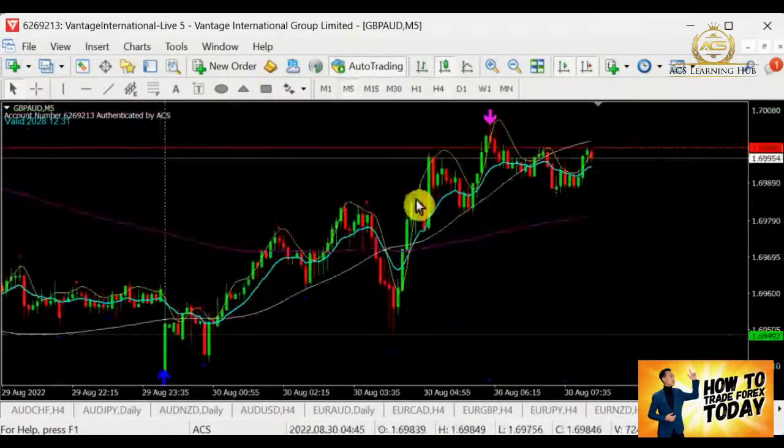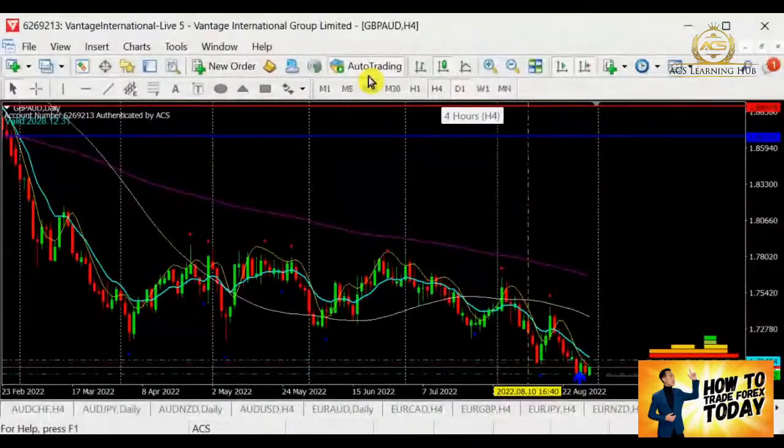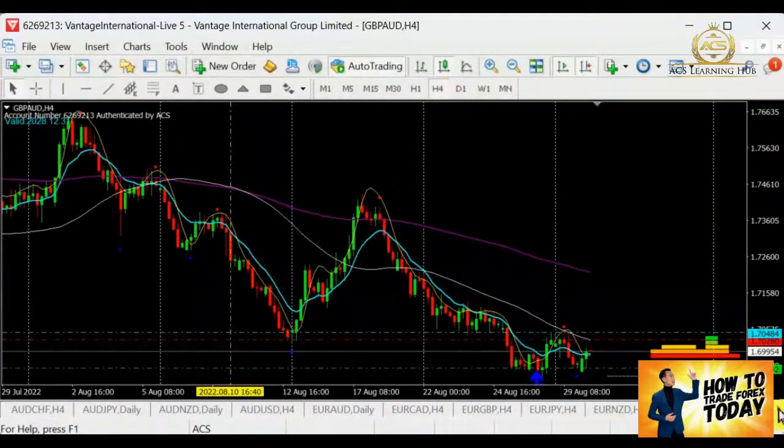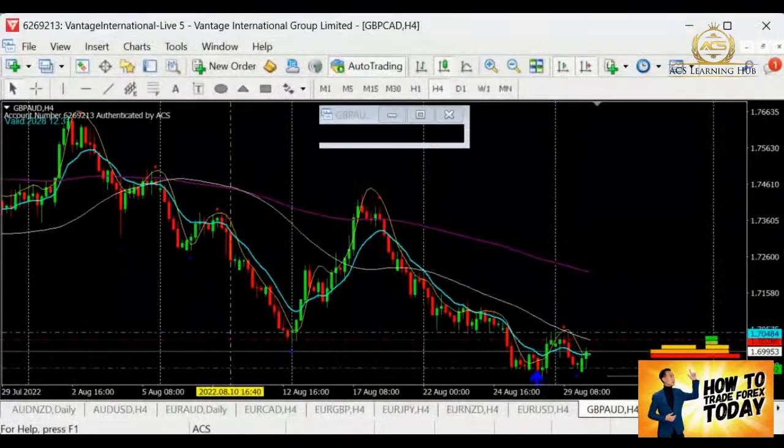So let's take a look at Pound Aussie. Pound Aussie, we are on the support. Now it's retracing upwards, although we are in the bear. So today most likely going to be a retracement day. Since that's the case, forget about this for selling.